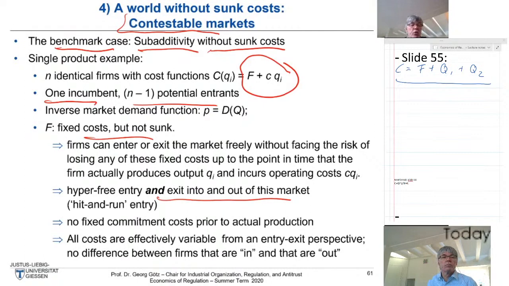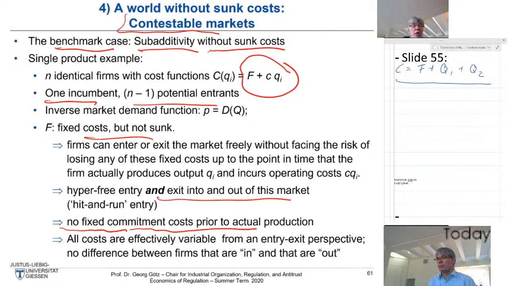So the point is you have, and this sounds very speculative and rather theoretical, and that's a common criticism of this theory, but I will get back to that. But the point is it really assumes that we do not have fixed commitment costs prior to actual production. So you don't have costs for your aircraft previously. And therefore, all costs are effectively variable from an entry-exit perspective. There is really no difference between firms that are in and that are out.